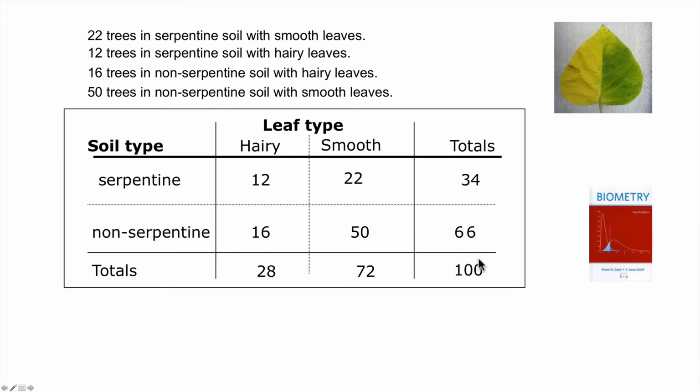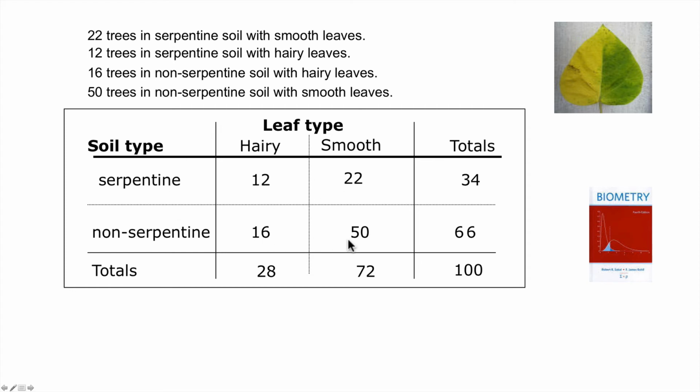There were a total of 100 trees surveyed, and you'll see that 34 of them were found in serpentine soils and 66 were found in non-mineral rich or non-serpentine soils, whereas 72 of the trees had smooth leaves and 28 of the trees had hairy leaves. So you'll see that for each individual observation we could classify both the type of tree with regard to its leaf type and where it was growing with regard to the type of soil. Incidentally, this way of showing the frequencies of different combinations of outcomes is known as a contingency table.